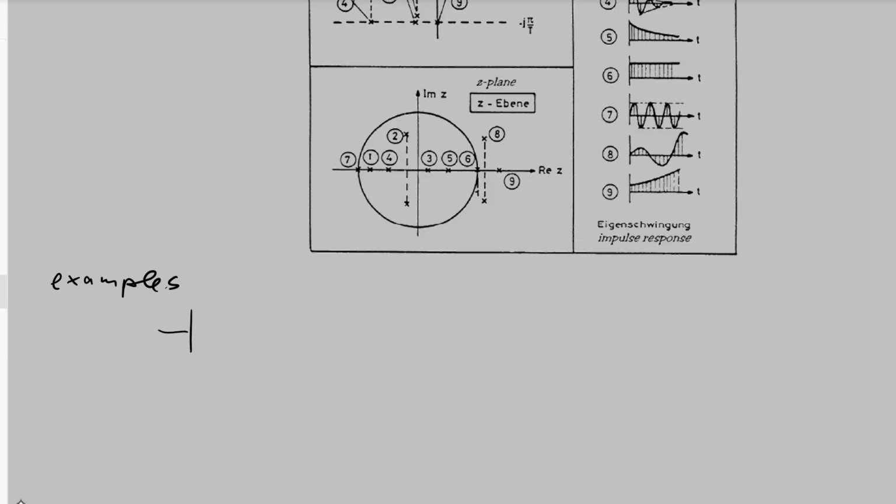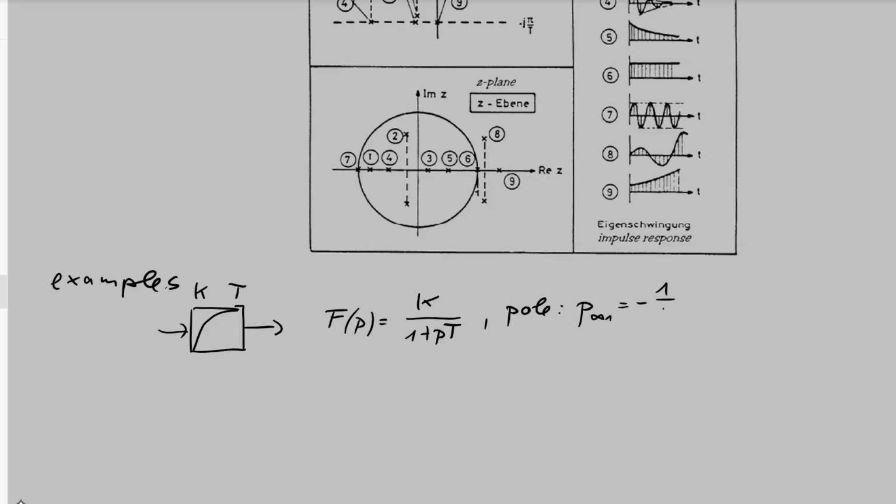First example is very simple. Is a PT1 stable, or could a PT1 be unstable? Let's check this with my criterion. The transfer function of a PT1 is given in workbook page 16, k divided by 1 plus pt. Poles, there is only one pole. The pole is that p where the denominator is 0, so this is p infinity 1, only one pole, which is negative 1 over t.